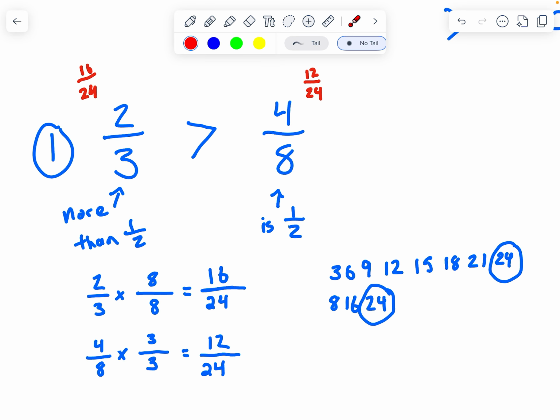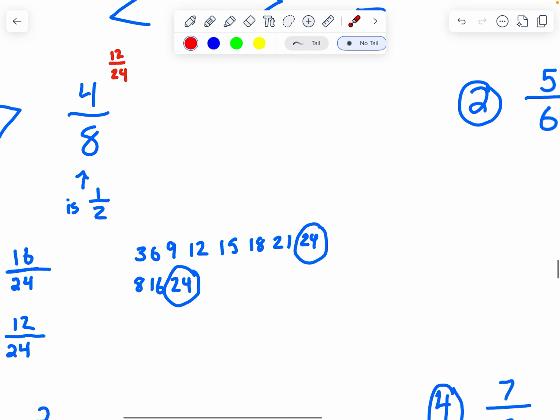So that was 2 different strategies. This one was using my number sense. This is half, this is more than half, so this must be bigger. And the second strategy was getting common denominators, equivalent fractions with common denominators to prove that 16/24 is bigger than 12/24. So 2/3 is bigger than 4/8.